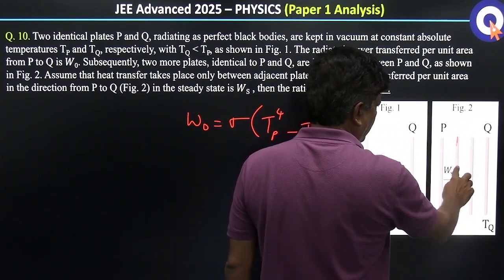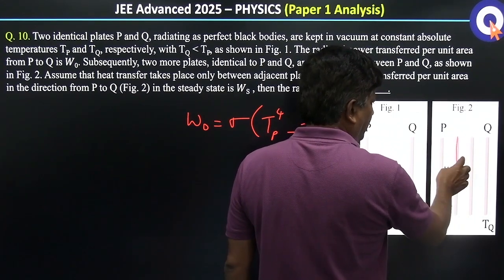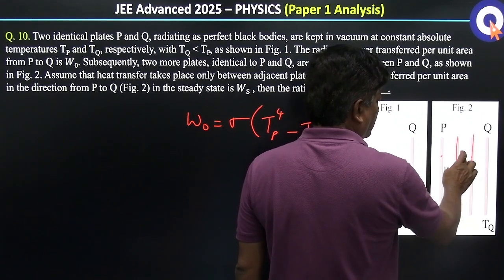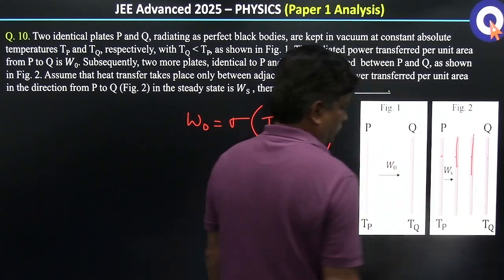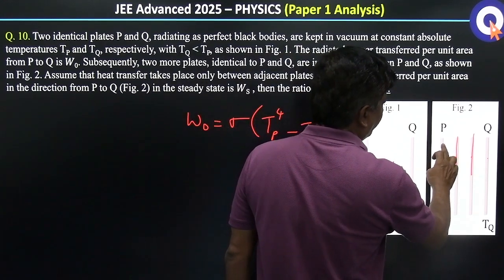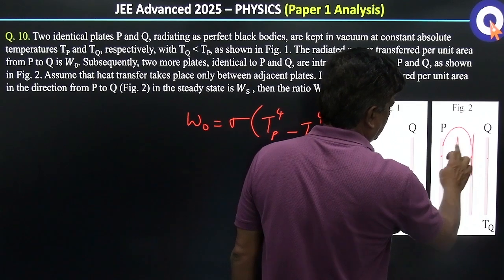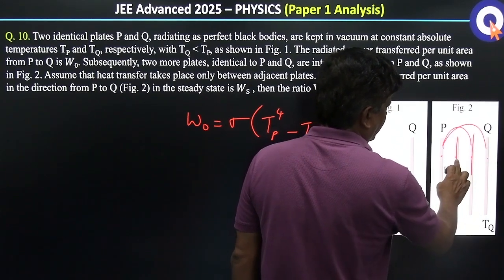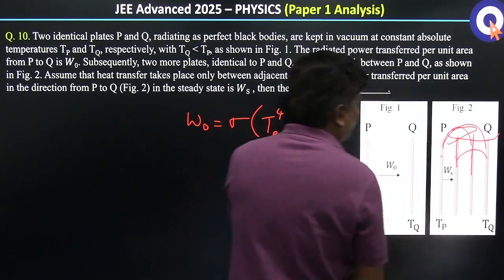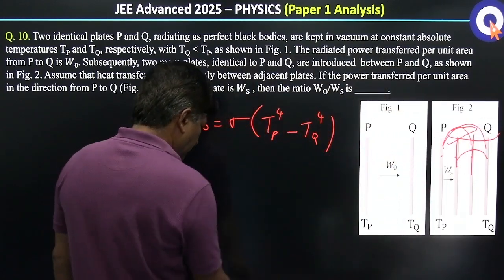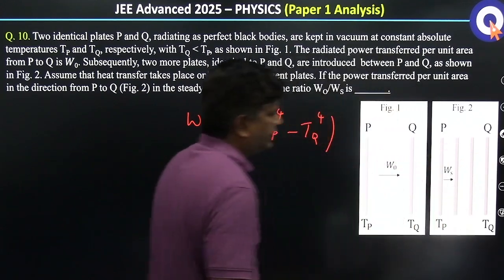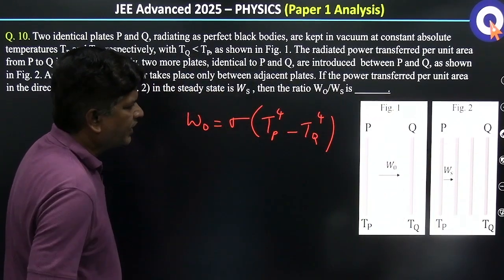According to the question, this second plate will be radiating with this one and this one only. The third one is in communication with the second one and the last one. That means there is no radiation going from P to this third one or P to the fourth one directly, or second one to fourth one directly, nothing of that sort. There is a transmission of heat only from one plate to the other plate.